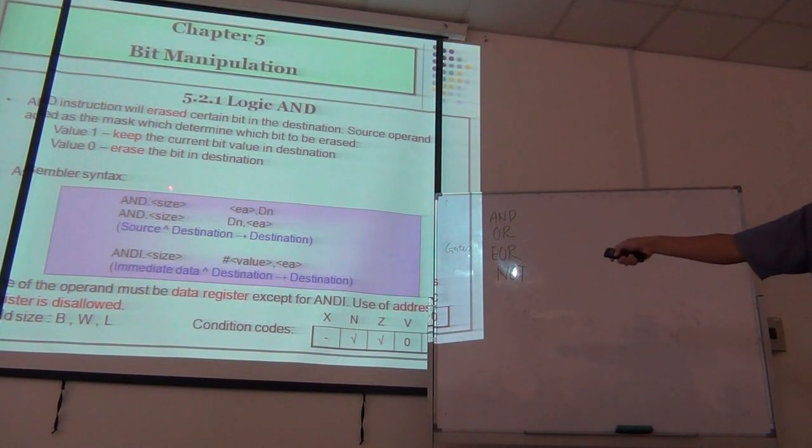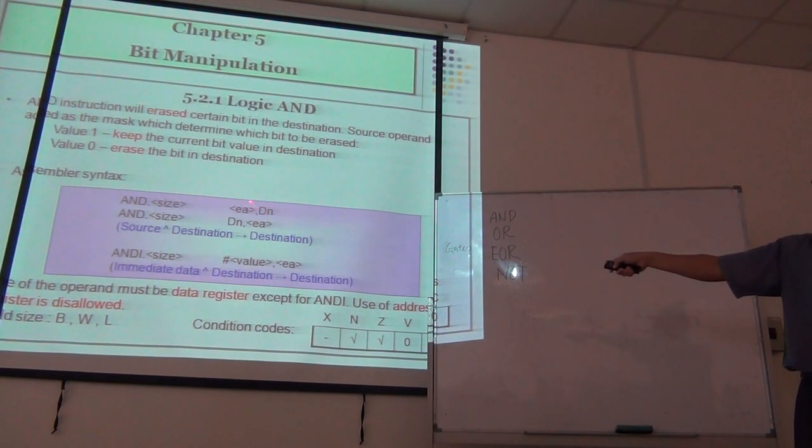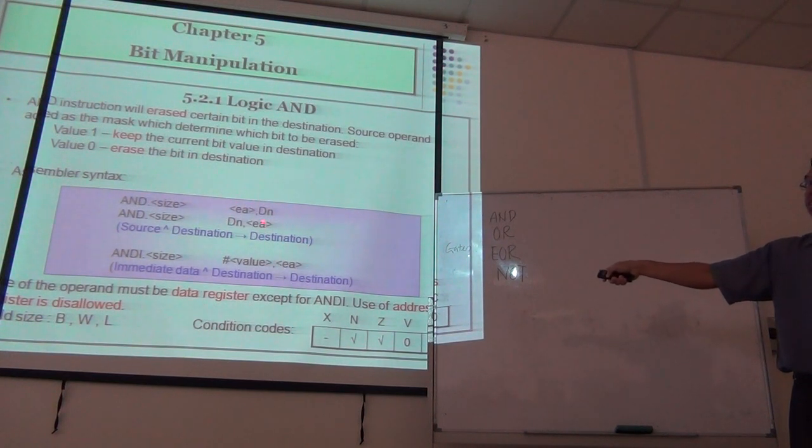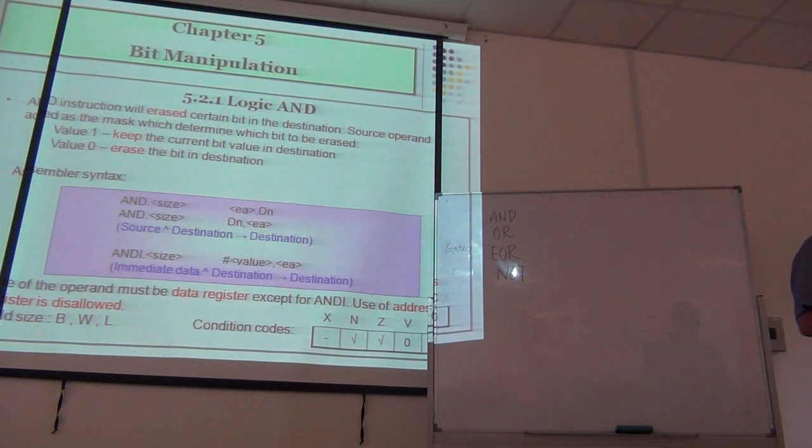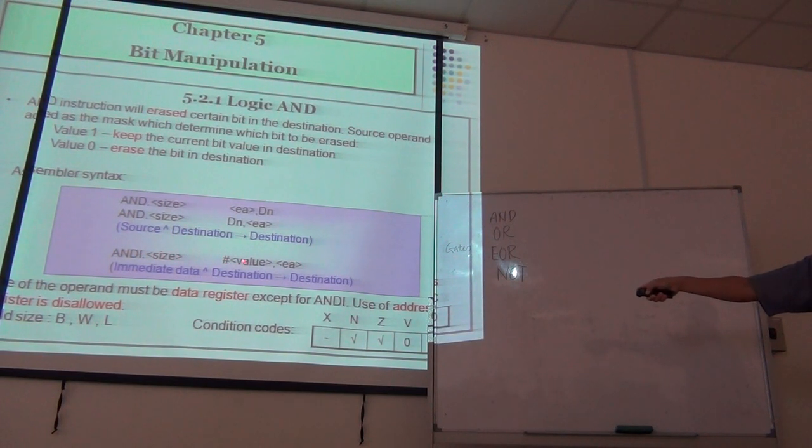So the syntax is like this: AND dot something dot size, and this is the source, this is the destination. Source, destination. EA means effective address. So no matter what, you need to find out where the effective address is over there. And for immediate size, you see that for AND immediate, you are taking a value by hash number, that's all.